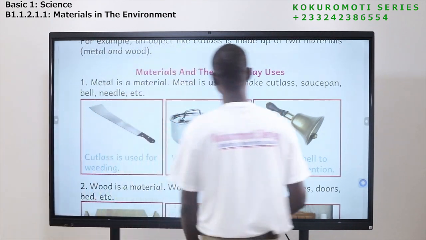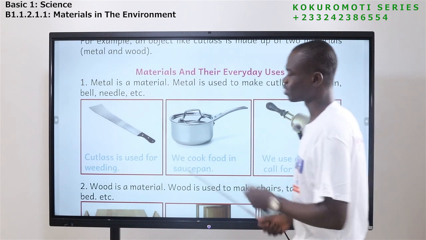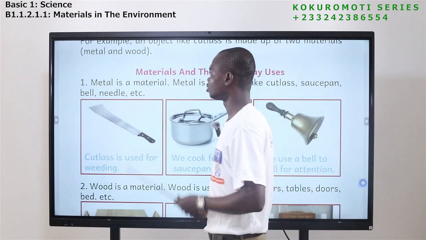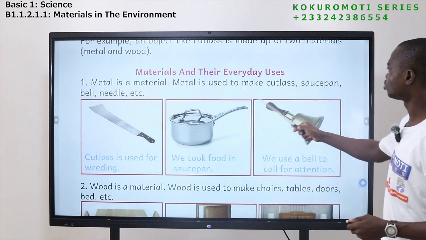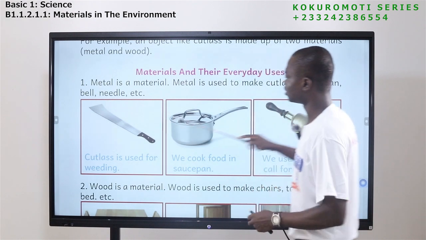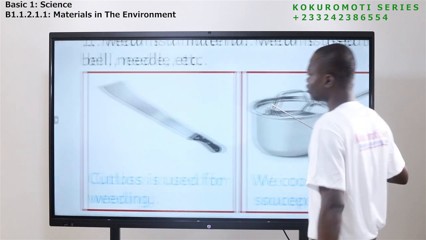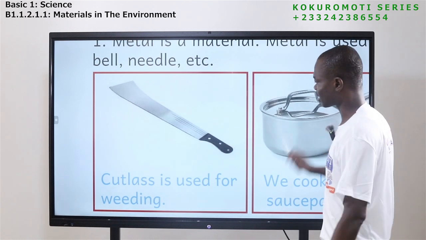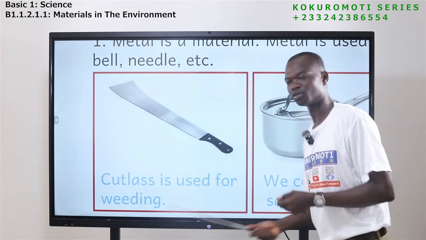Materials and their everyday uses. Materials and their everyday what? Uses. So we are looking at the materials and what we use them for. Number one, metal is a material. Metal is used to make cutlass, saucepan, bell, needle. All these are objects made from metals. This is a cutlass. Cutlass is used for what? Weeding. We use cutlass for weeding.